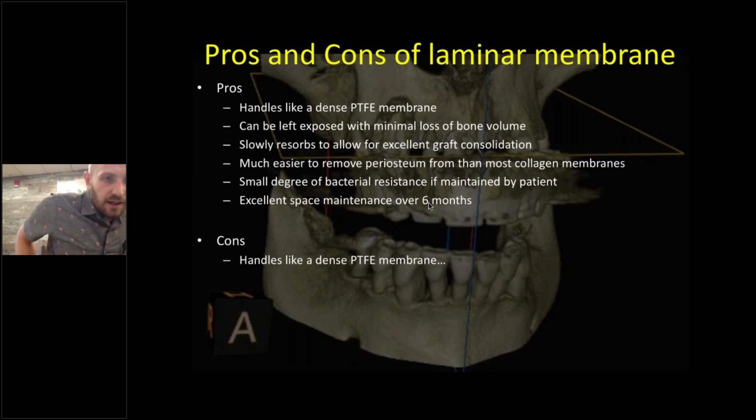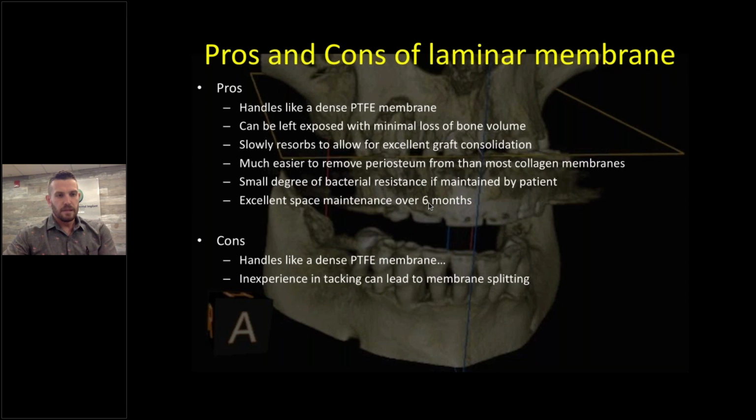So again, some of the cons, and like I said, it handles like a dense PTFE membrane. If you're not familiar with how the product actually works, and you haven't tested it out and played around with it, it does have quite a bit of memory. So it wants to go straight and go back to the form that it was on the long bone where it's harvested from. With that being said, you really need to know where and how you're going to fixate it, and keep it that way so that you know it's going to stay in the same form. So just some user error when you start using these.